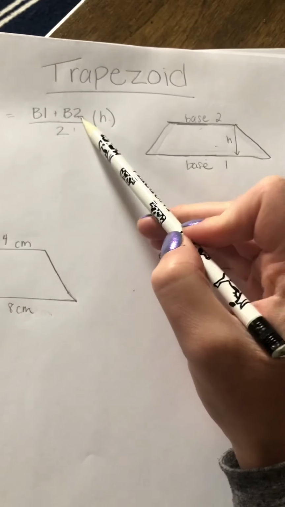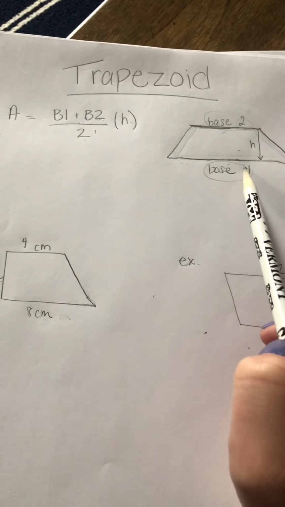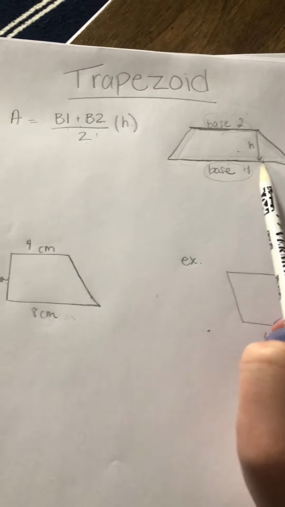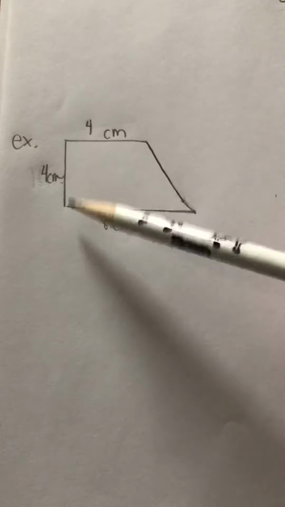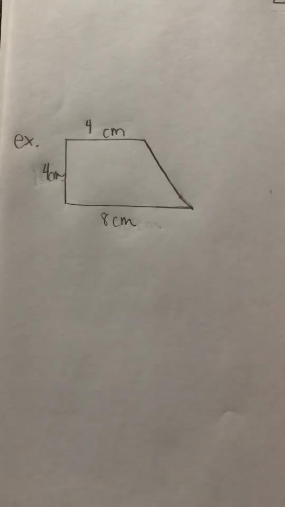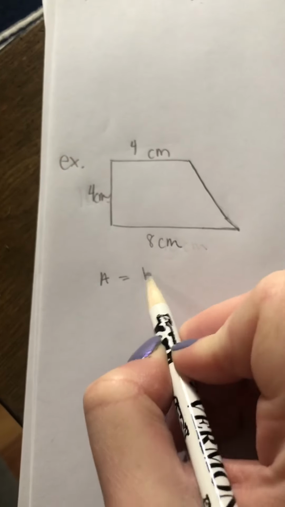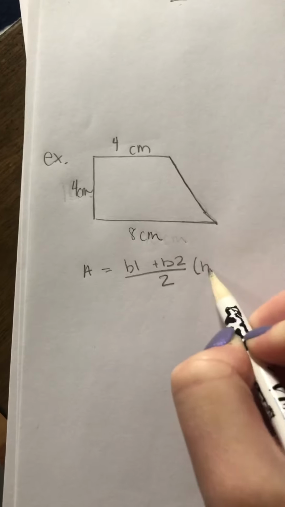So it's base 1 plus base 2. So you would add this one and this one. You would then divide by 2 and then multiply that answer times the height. So here's an example. Now this one has one straight side, which is fine because it's still a trapezoid. So I'm going to rewrite my formula. Area equals base 1 plus base 2 divided by 2 times your height.